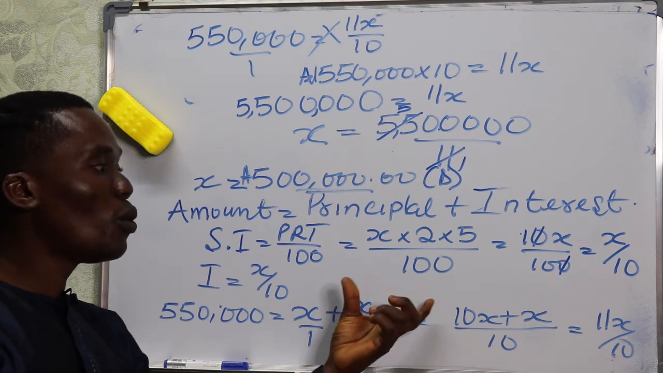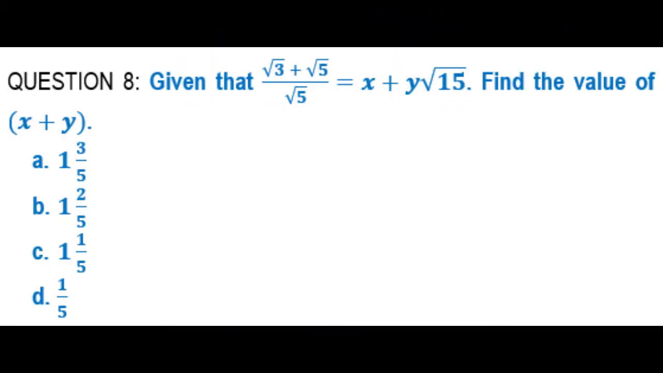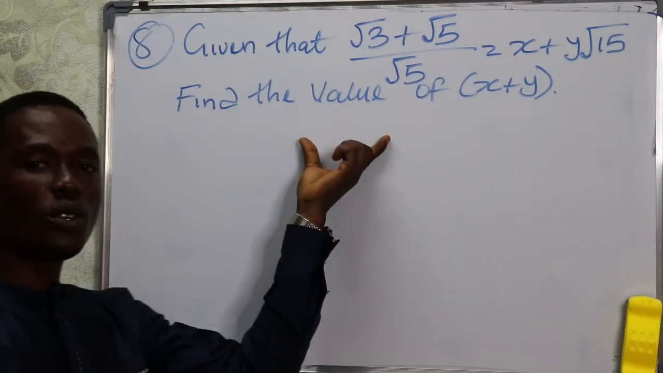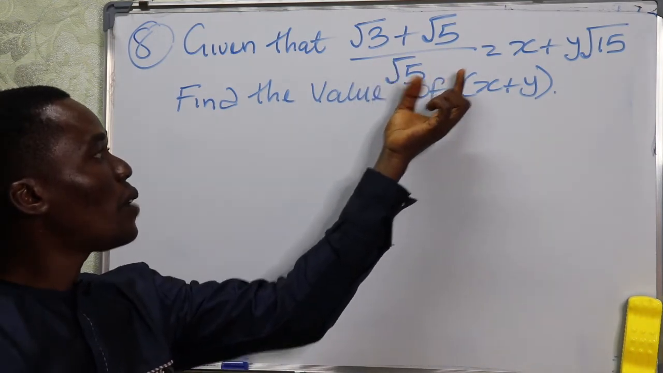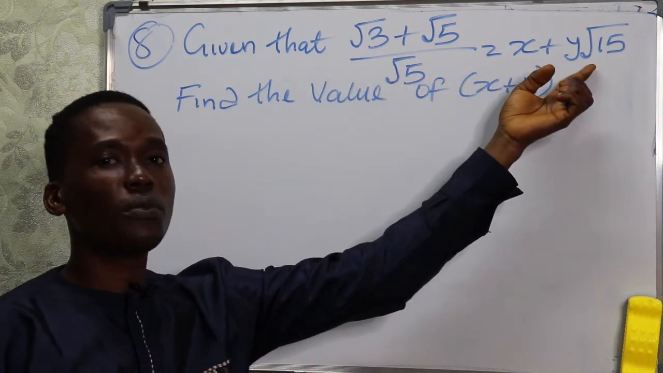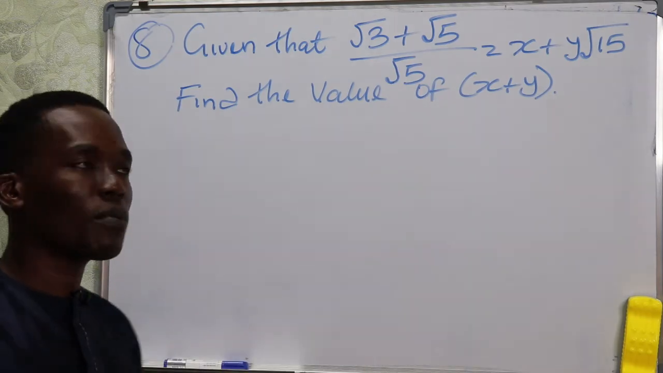Now do you see how we solved it? Now let's look at question number 8. Number 8 is a question on surds, and it says given that root 3 plus root 5 over root 5 is equal to x plus y root 15, find the value of x plus y. Now this is a question on surds.